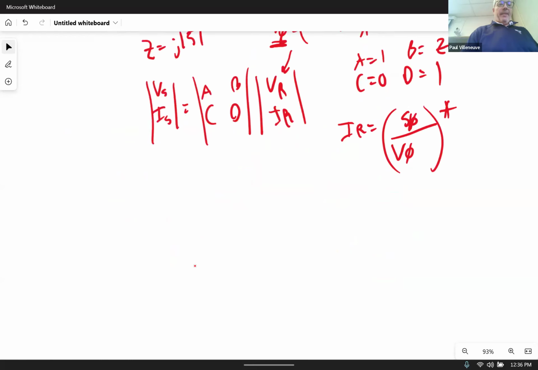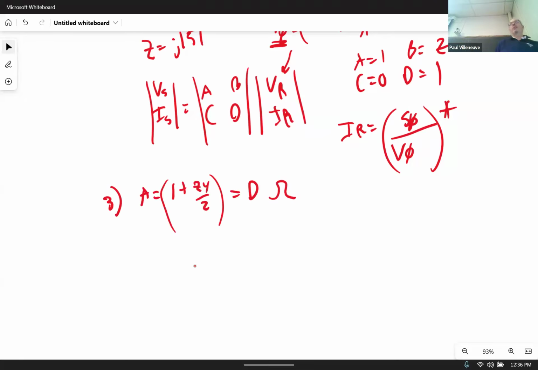Okay, number 3. So you've got a Z and a Y. I'm just going to go ahead and show what the parameters are. A is 1 plus ZY over 2. That is also equal to D, right? They're the same value. But these have the units of ohms. A bunch of people left them in ohms per kilometer.